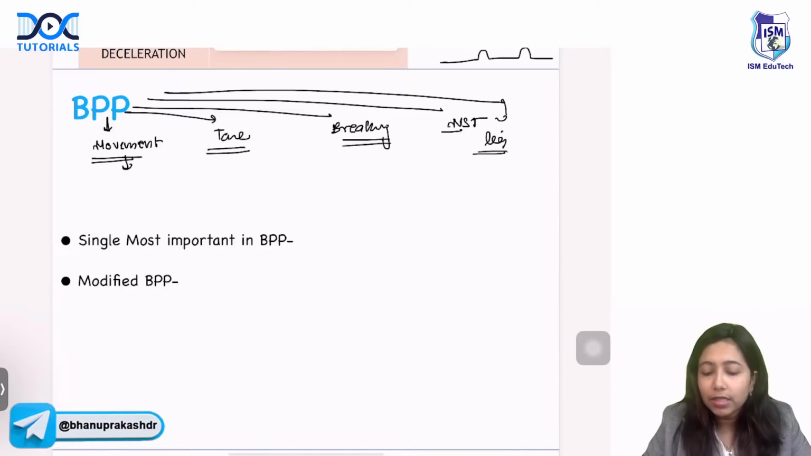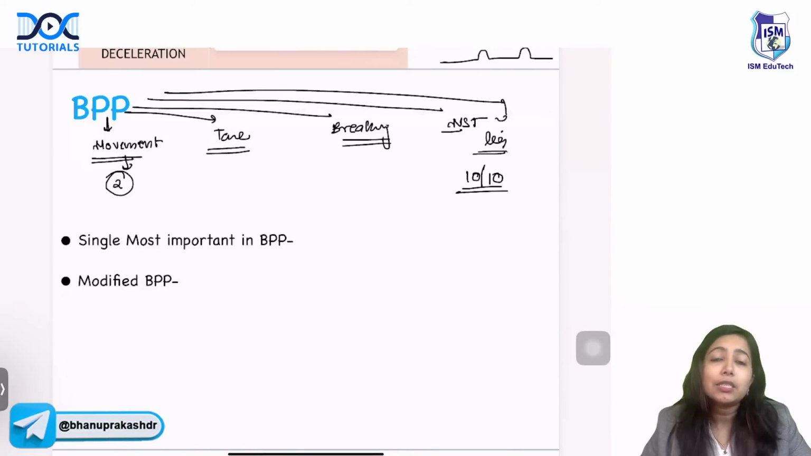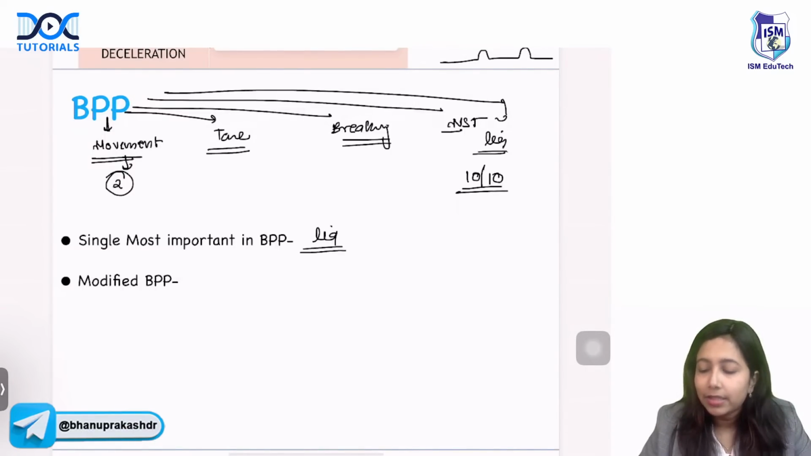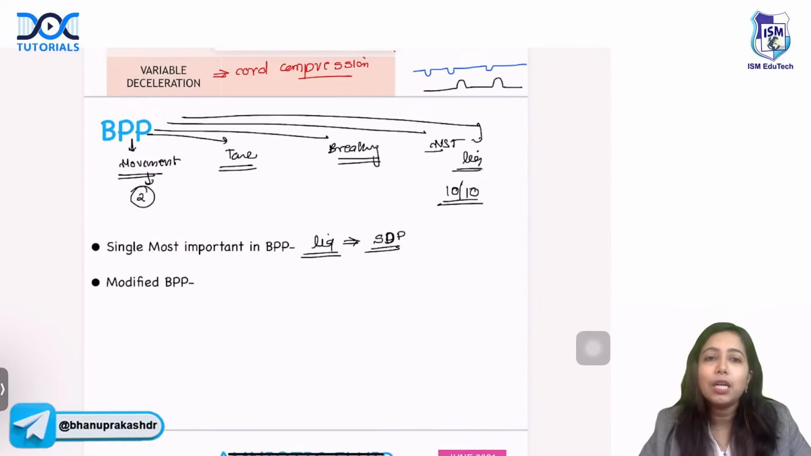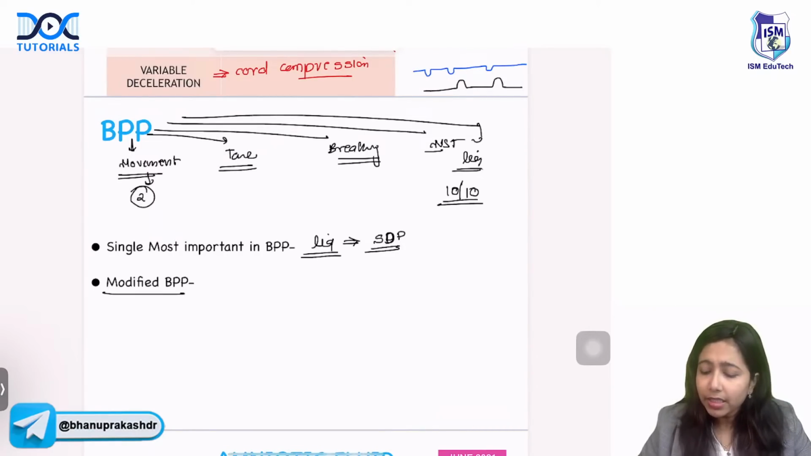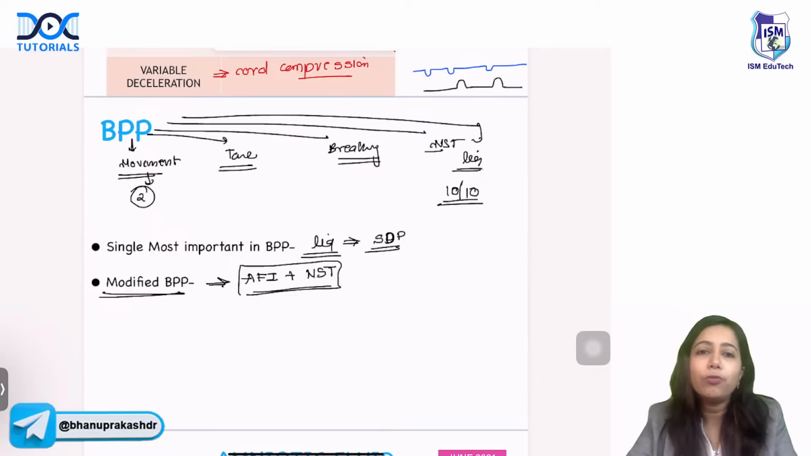Each of these components has a score of 2, and the normal BPP is 10 by 10. The single most important one among these is basically the liquor, and the measurement we use here is the single deepest pocket, SDP. In the topic of AFI, I'll tell you what the SDP or single deepest pocket is. In the modified biophysical profile, we look at AFI and the non-stress test. These are the two things that we check in the modified biophysical profile.